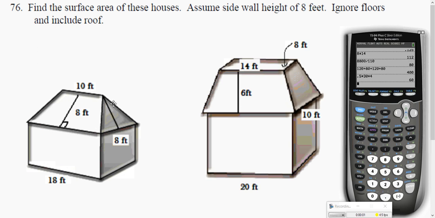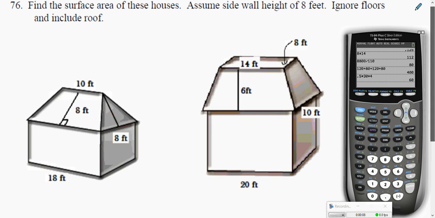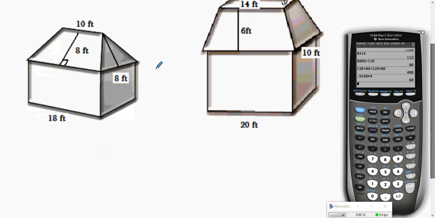Okay, problem number 76. Find the surface area of these houses. Let's start with this one here. I'm going to scroll down a little bit. It says ignore floors, by the way, but include the roof. So if I think about all the surfaces, it's including the roof and ignoring the floors.